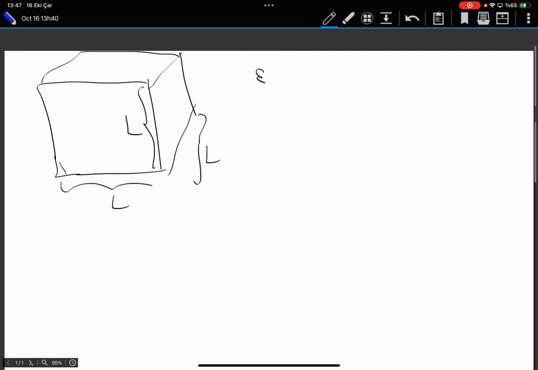For a single particle, it will be pi squared nx squared over L squared, plus pi squared ny squared over L squared, plus pi squared nz squared over L squared, multiplied by 1 over 2m.